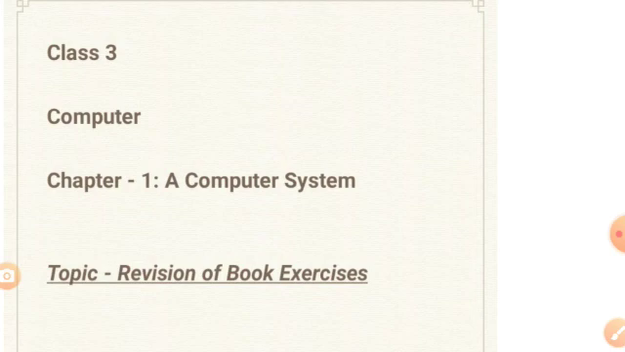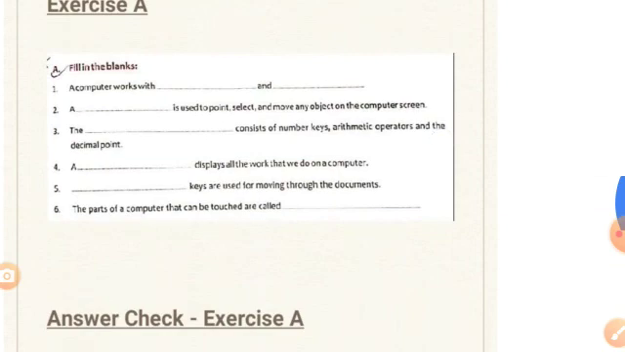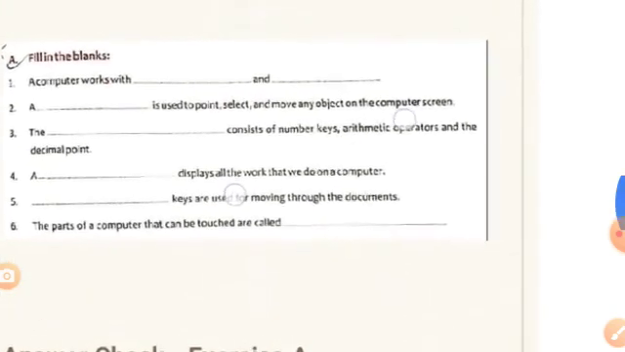And now we will have a quick revision of the book exercises. So exercise A was a fill in the blanks exercise. We have already done this in copy. We will have a quick recap of this exercise too.